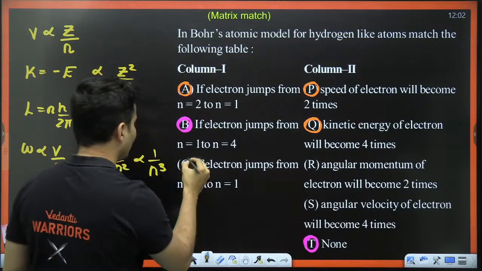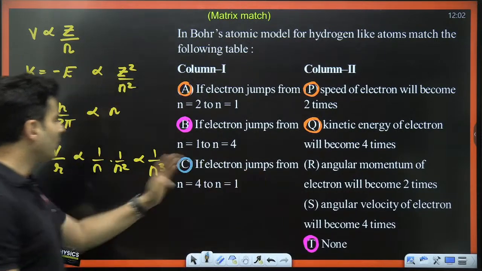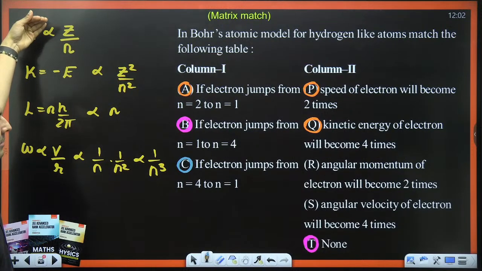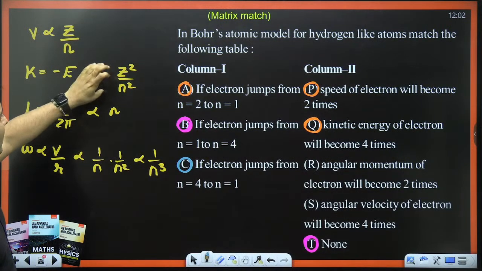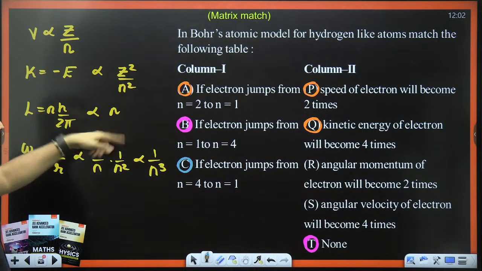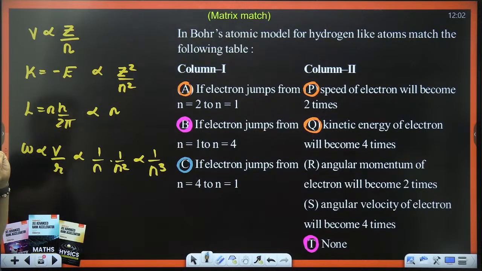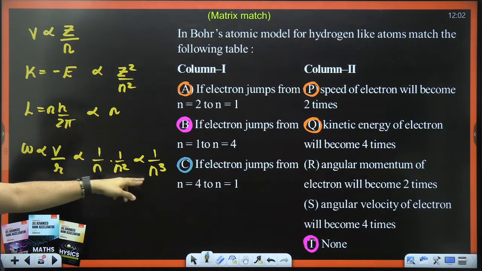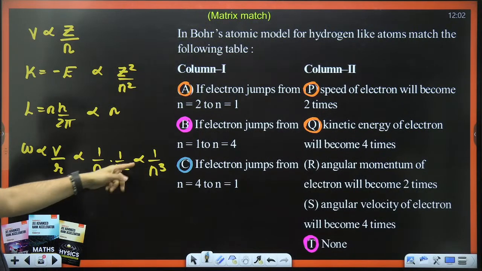Let's go to the last one, option C. Electron goes from 4 to 1. N has become 4 times less. So velocity will become 4 times more. Kinetic energy will become 16 times more. Angular momentum will become 4 times less, my bad. And then angular velocity will become 4 times more.